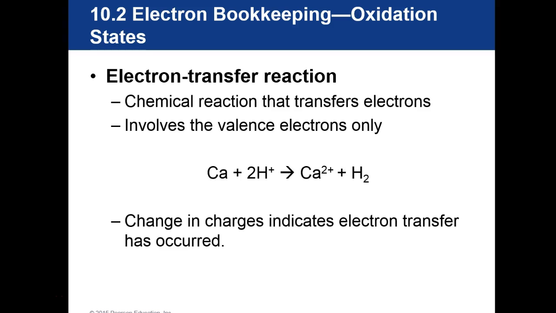So here's an example of an electron transfer reaction. It's a chemical reaction that transfers electrons. It involves the valence electrons only. The change in charges indicates that an electron transfer has occurred. So here we have calcium plus 2 H+ gives us Ca2+ plus H2.